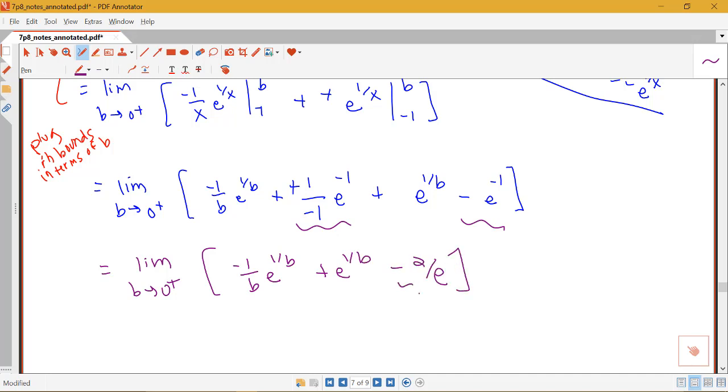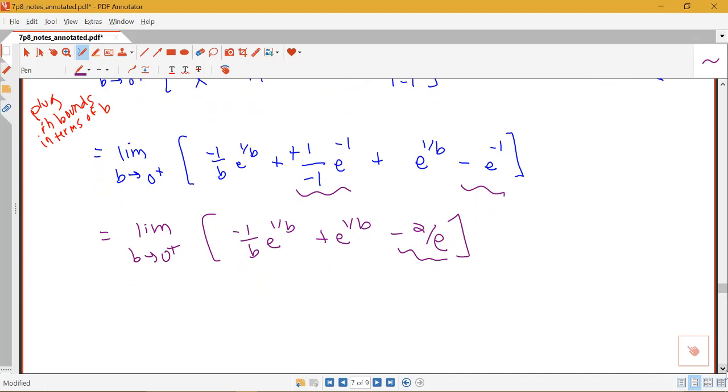Okay, well, the minus 2 over e part, the limit of that will just remain that constant. So we can go ahead and deal with that part. So I have negative 2 over e, and then I'm going to have plus my limit as b goes to 0 from the right of that sum. Okay, so let's look at each of these pieces here. Maybe I can go ahead and take one of those limits already.